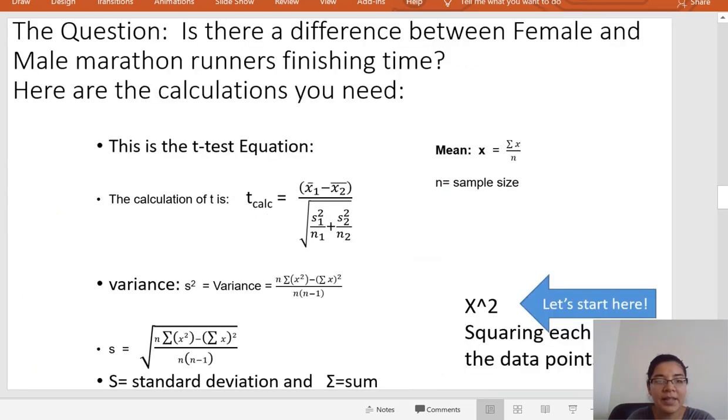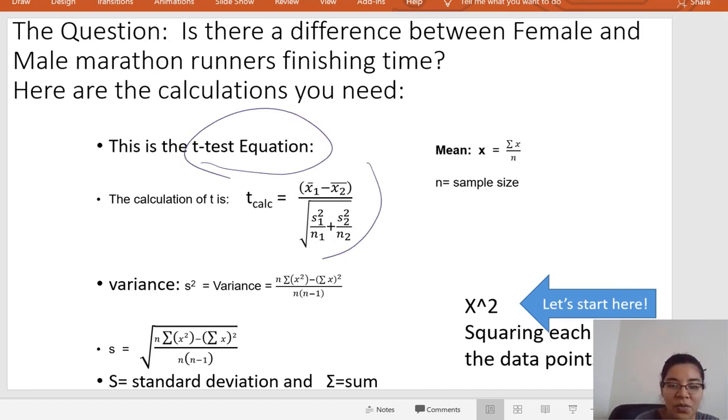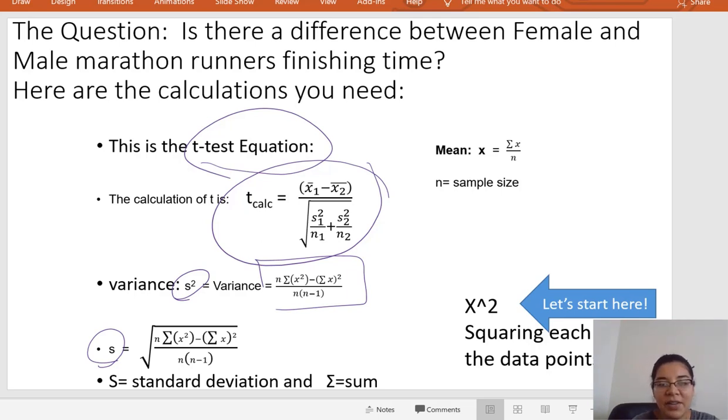So let's start. These are the equations that you need to answer this question. The t-test equation is right here. That's what you're calculating. But before you can calculate the t-test, you need to know the variance, s squared here, and the standard deviation, s, because they're included here in the t-test. So where do we start? Let's start with the variance, but let's start with the sum of x squared. That's why we start there.